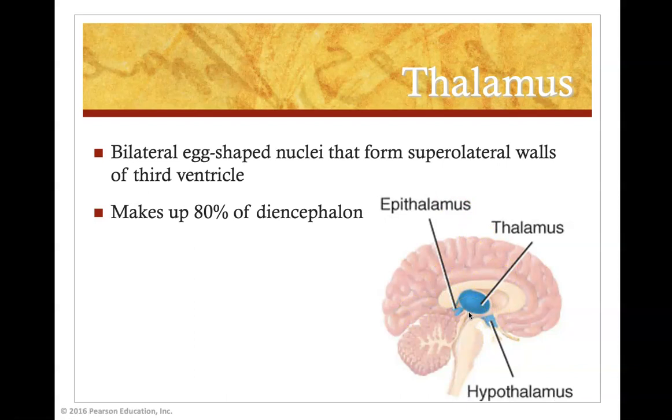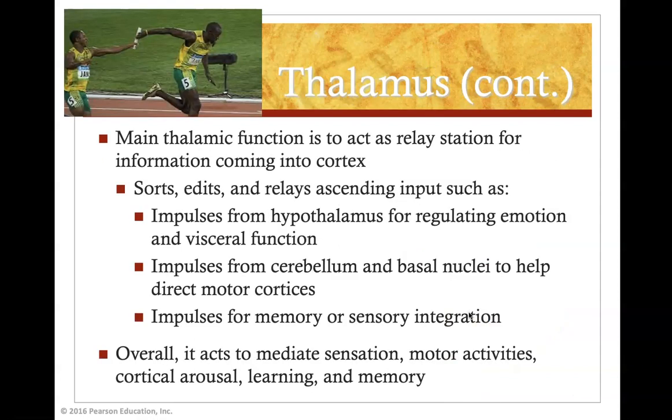The thalamus is going to make up the majority of the diencephalon, about 80% of it. And that's because the thalamus is going to be a massive relay station. So again, it's for information that's coming into the cerebral cortex. What it's going to do is take that sensory information and sort it, and relay it on to the higher areas that it needs to go to within the cerebrum or to areas like the hypothalamus. So it's going to take all of these impulses that are coming in and send them off to where they need to go.